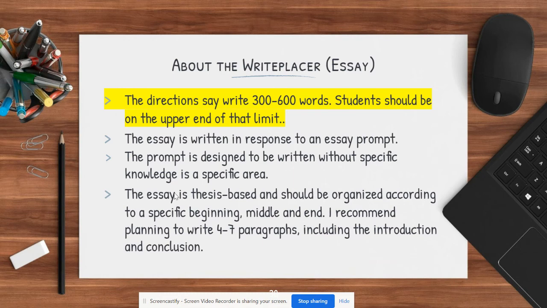The essay is written in response to an essay prompt. The prompt is designed to be written without specific knowledge in an area, and it specifies a multi-paragraph essay. Of course, I recommend the standard beginning, middle, and end. It works for a reason. I tell them to write between 4 to 7 paragraphs, which includes the introduction and the conclusion.